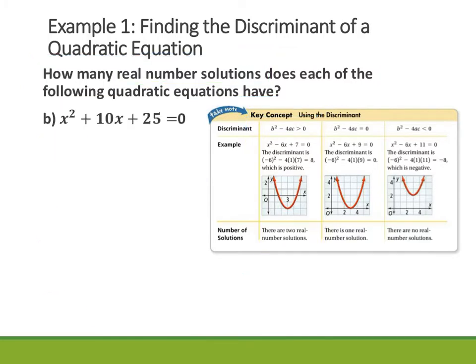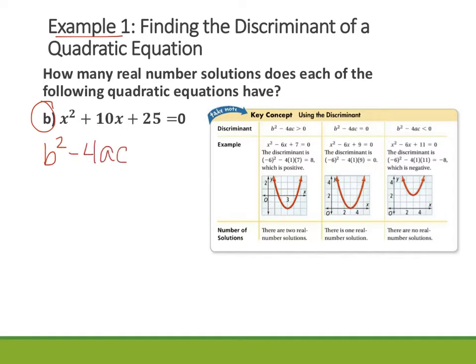Okay, let's try another one. Next one. How many real number solutions does each of the following quadratic equations have? We're on part B here of example 1. So again, I'm going to use the discriminant. The discriminant is b squared minus 4ac.